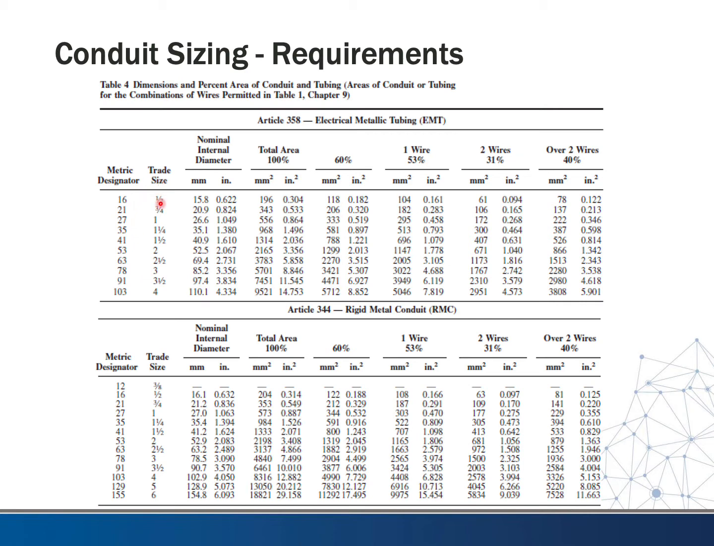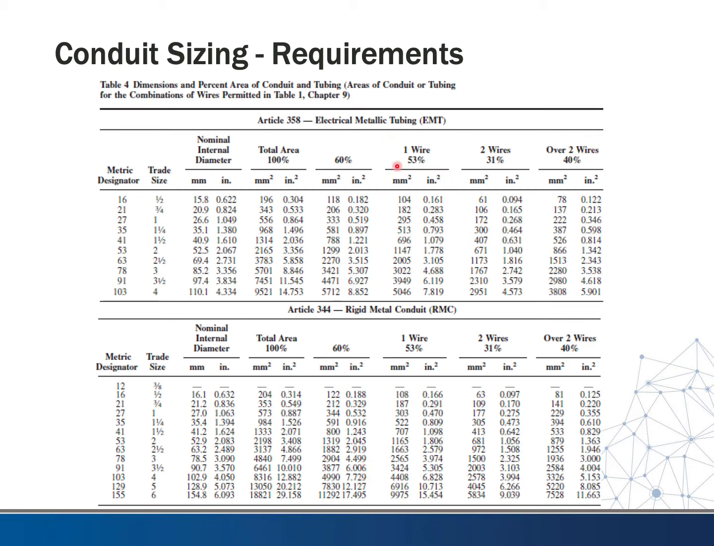And here we have the trade sizes on the left. It also gives the metric equivalent to what these are, but we usually work in the inch metrics here. So they give quite a bit of information here for you, and they've actually done some calculating for you. They give the nominal internal diameter for each of the trade sizes of conduit for each type. They give the total area, so this is the total cross-sectional area. Then they give 60%, they did that calculation for you.